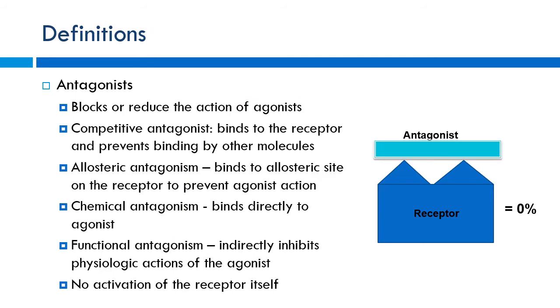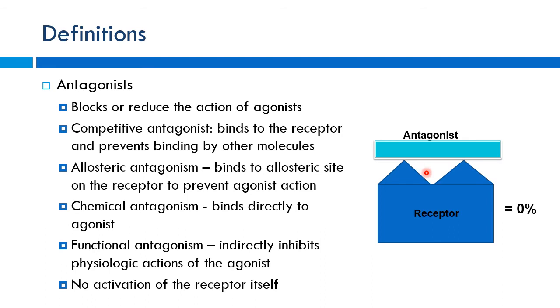Now, an antagonist. A lot of times, you ever heard of a beta blocker as a class of drugs? There's alpha blockers, there's calcium channel blockers, there's all kinds of blockers out there. When I say blocker, typically I'm talking about an antagonist, right? So this is going to be something that's preventing the receptor from ever being activated, okay?